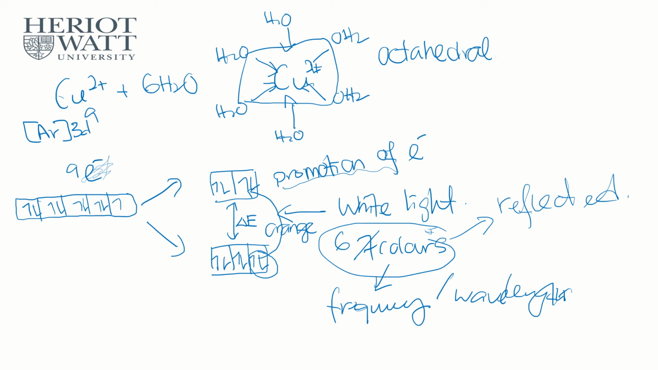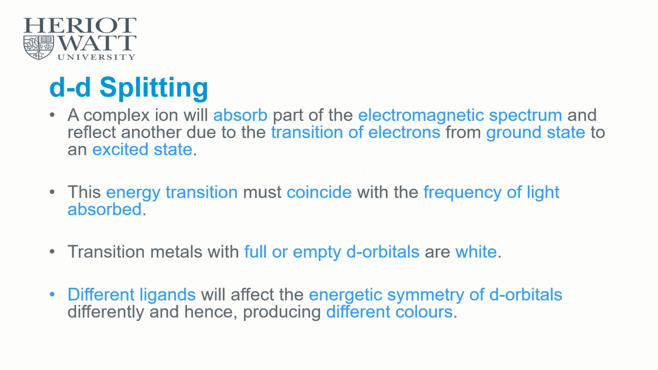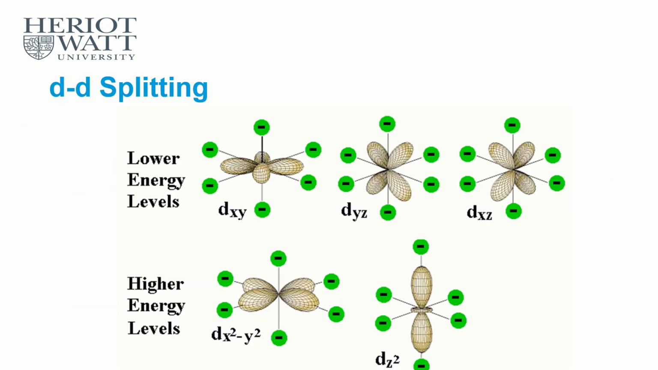Okay, so that's why copper in water is observed as blue solutions. All right, hopefully it's good. Let's look at the diagram again. This is the diagram showing all five d orbitals.